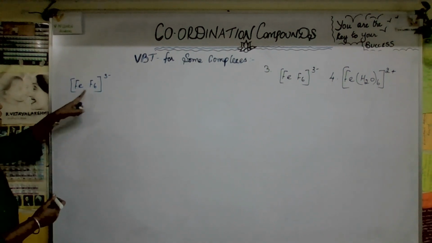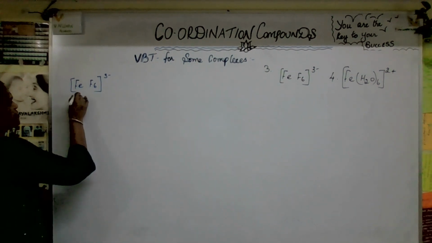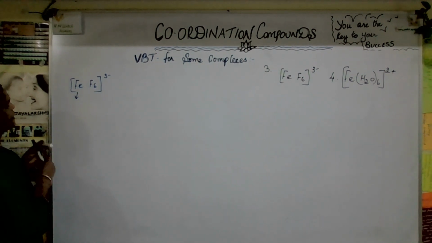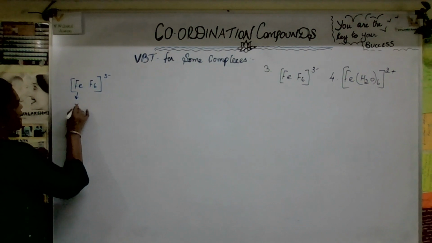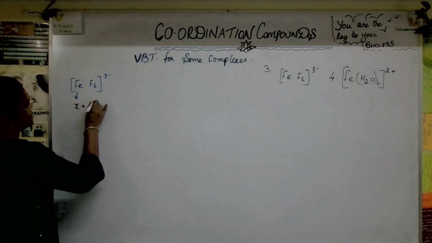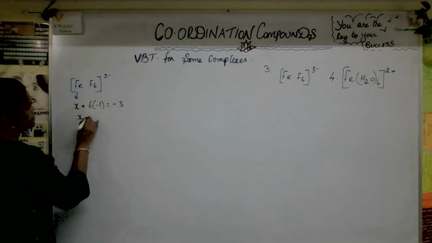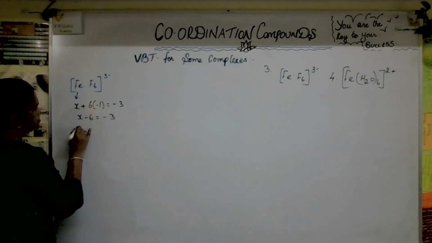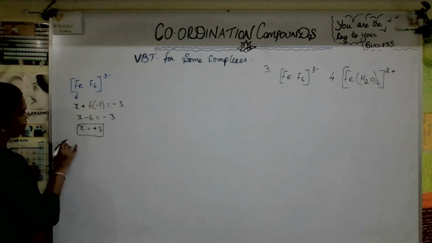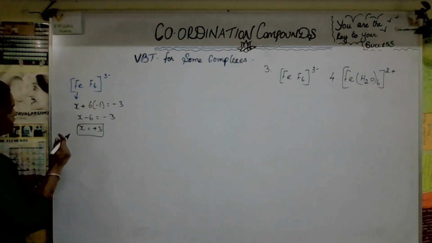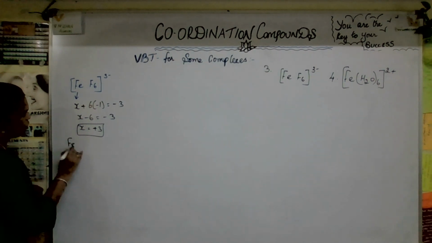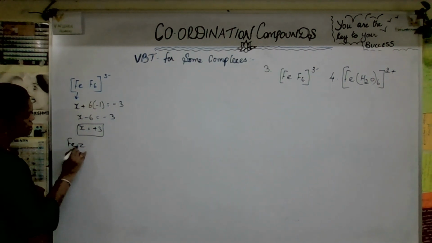Next one, Fe F6 3 minus. So the central metal ion: X plus 6 into minus 1 equal to minus 3. So X minus 6 equal to minus 3. So X equal to plus 3 oxidation state. So Fe3 plus, right?